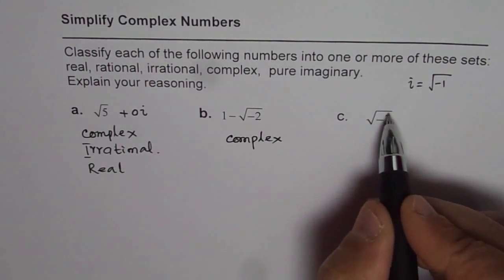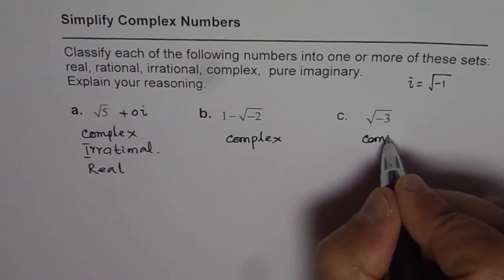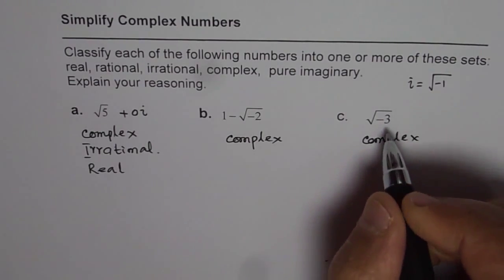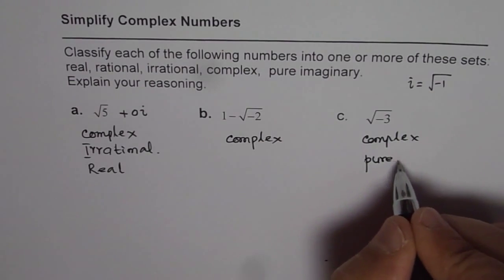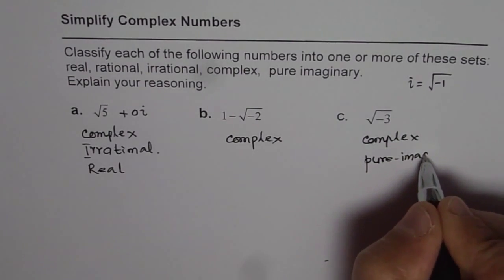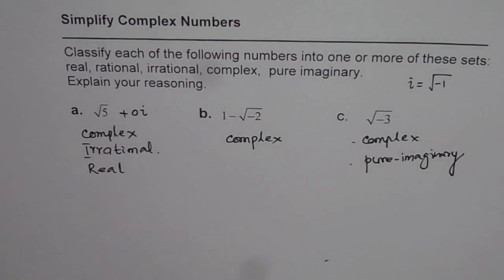Now we have square root of -3. This is indeed a complex number, but you could also say it is a pure imaginary number, right? So it belongs to 2 of these categories. So when you have a question like this, remember to include all the sets possible. Thank you.